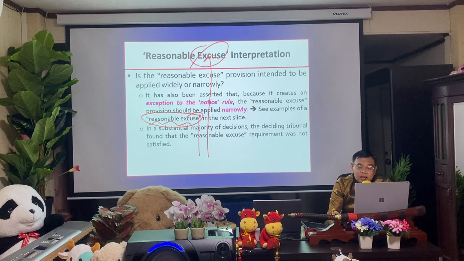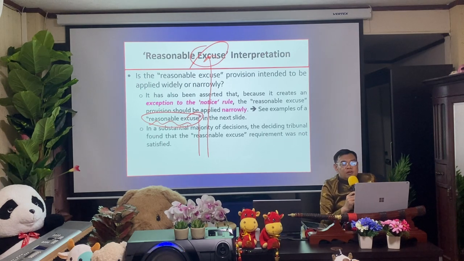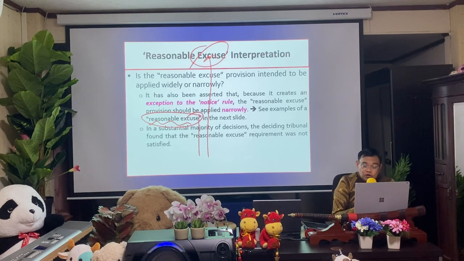As the exception to the general rule. The general rule is that if there is any lack of conformity in the goods, then the buyer will have to give the seller notice of the lack of conformity, except that the buyer has a reasonable excuse. The wording regarding a reasonable excuse is used in the part which constitutes the exception, so the exception must be interpreted narrowly, okay?